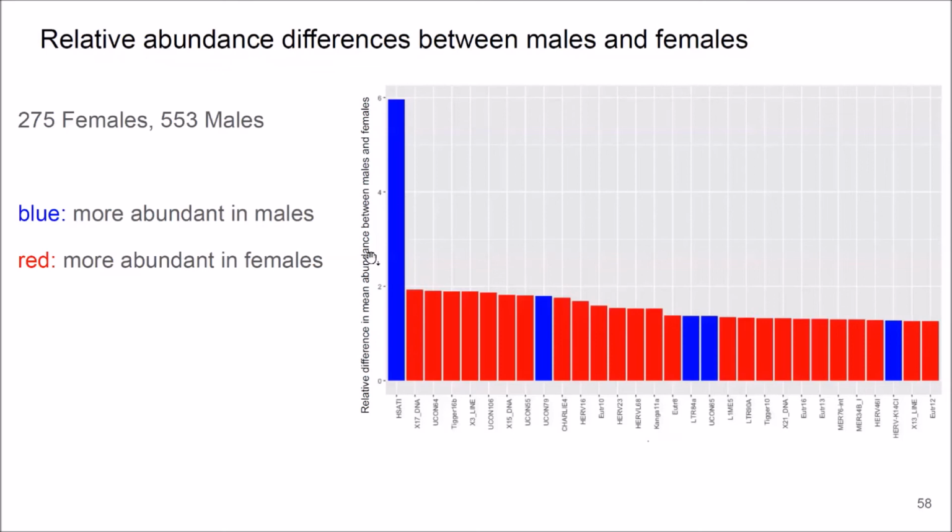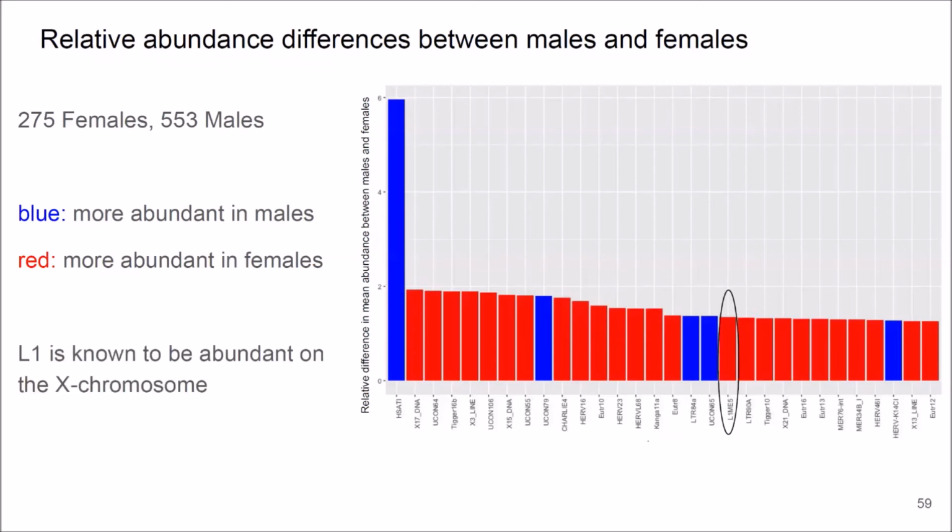And yes, on the y-axis, you have the relative difference in abundance. So not the absolute one, because the absolute one, again, would just be ALU and then pretty much nothing. And what you can see here, for example, is that a specific variant of L1, of the active L1 transposon, is among these 30 most differentiated TEs in abundance, and it is known that L1 is very abundant on the X chromosome.